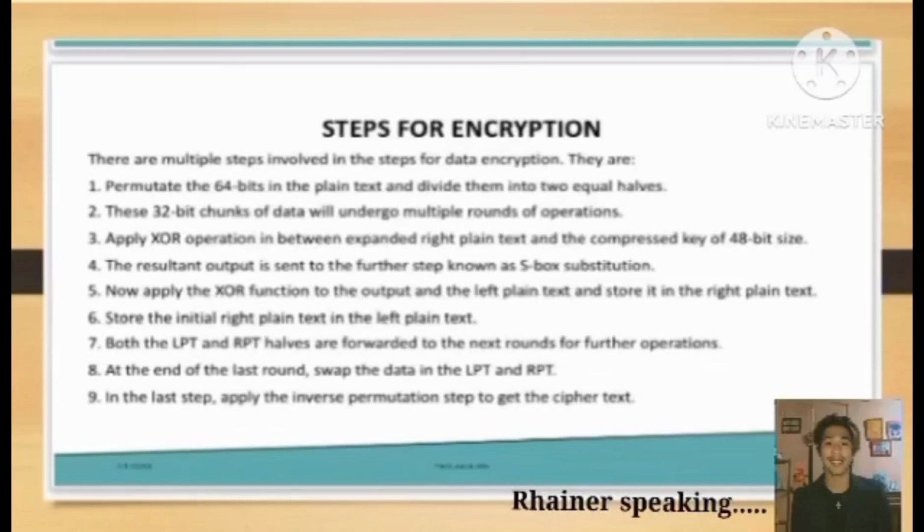Number 5. Now apply the XOR function to the output and the left plaintext and store it into the right plaintext. Number 6. Store the initial right plaintext in the left plaintext. Number 7. Both the LPT and RPT halves are forwarded to the next rounds for further operation. Number 8. At the end of the last round, swap the data of LPT and RPT. Number 9. The last step, apply the reverse permutation step to get the ciphertext.